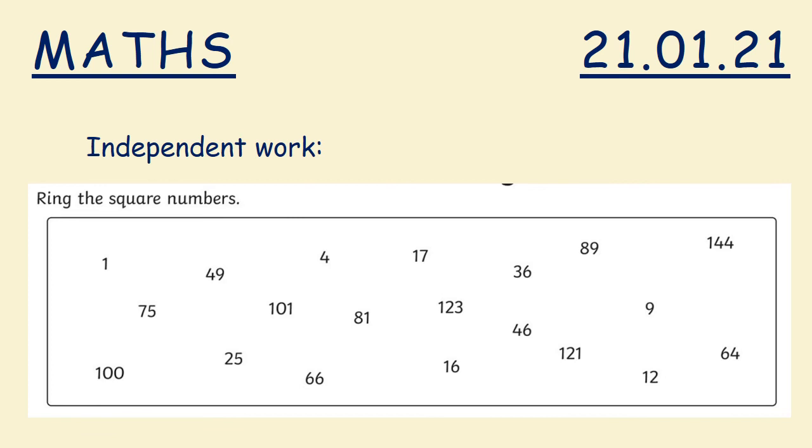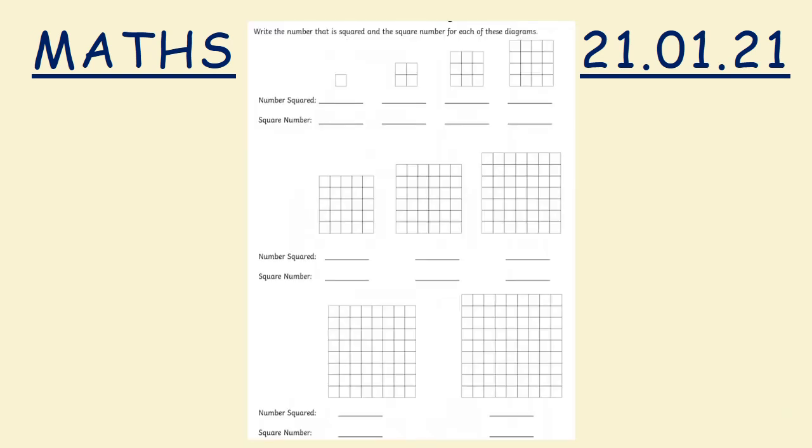Independent work. If you still don't feel confident in finding square numbers, please start from this worksheet by ringing the square numbers. Then write the number that is squared and the square number for each of these diagrams. For example, the number squared will be 1 because it's just 1 cube, and the square number will be 1 times 1 equals 1.